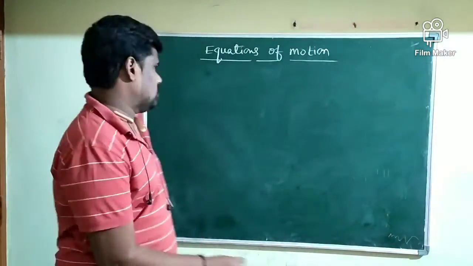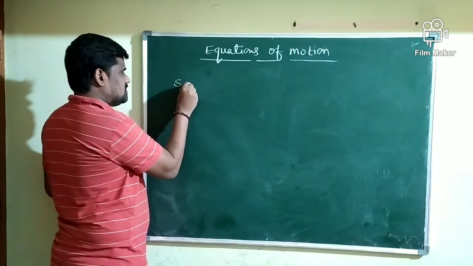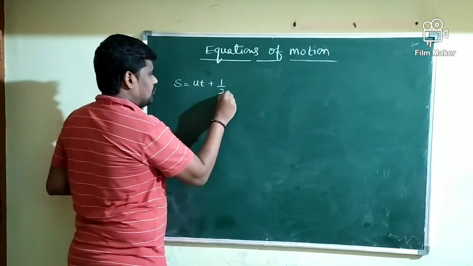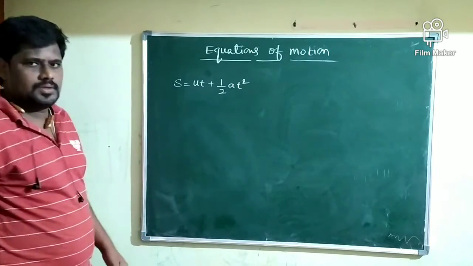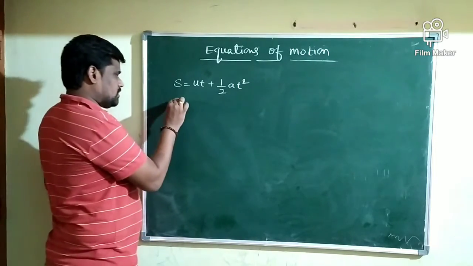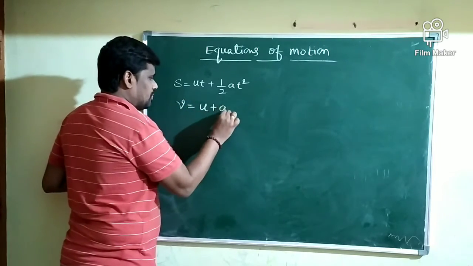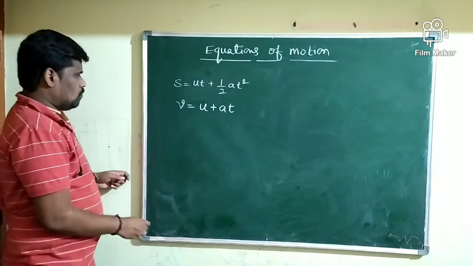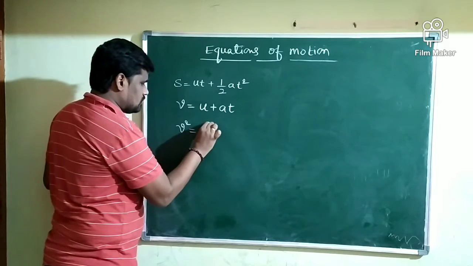One of the very important equations is given by S is equals to ut plus half at square. This is the first equation of motion. The second equation of motion is given by v is equals to u plus at. One more equation of motion is given by v square is equals to u square plus 2as.